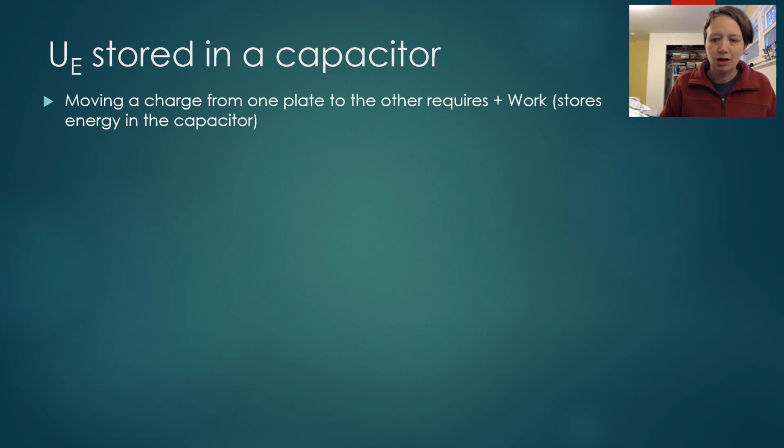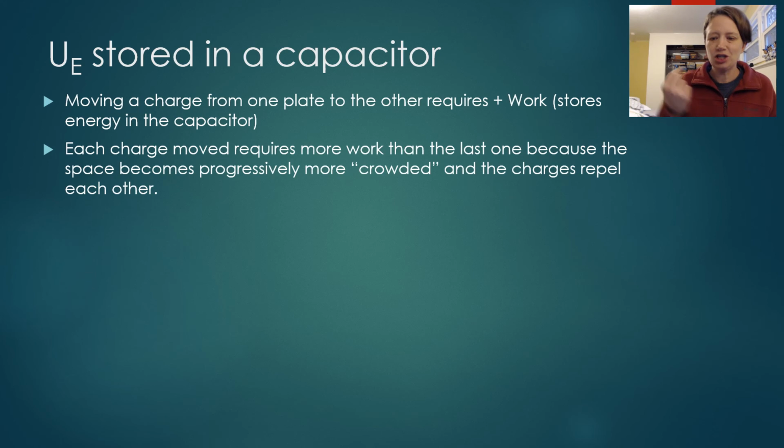This derivation comes from the fact that every time you move a charge from one plate to the other, it requires work. The battery has to put some energy into doing that. And each charge moved requires progressively more work than the last one, because the space on those plates gets more and more crowded, and the first electrons start pushing back on the additional ones that the battery tries to move. So this is really a calculus situation, because the amount of energy grows with every addition, with every dq, if you will.